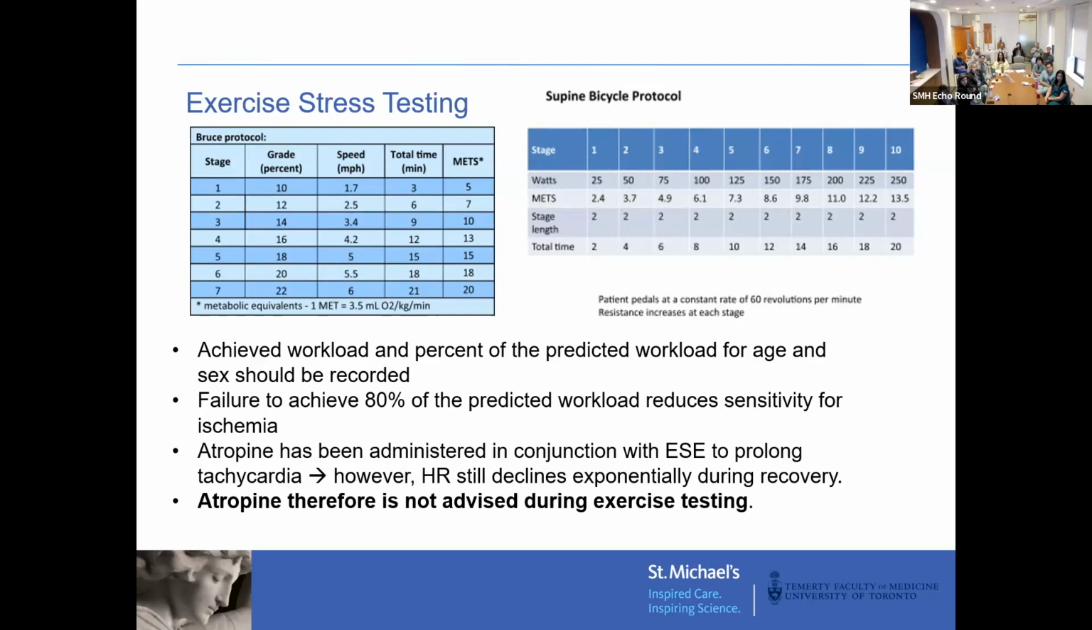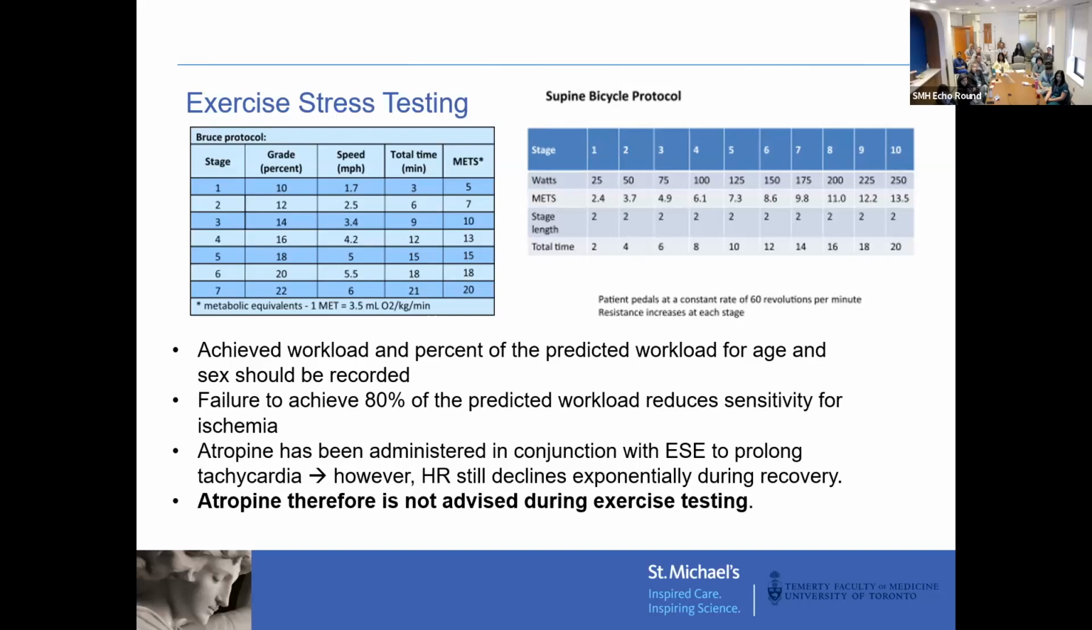You want to record the amount of workload and the percent of predicted workload that the patient has achieved. And it's important to keep in mind if the patient is unable to achieve 80% of the predicted workload, then that actually dramatically reduces the sensitivity for ischemia. So that makes it a very non-diagnostic test. I know some labs also use 85%. That's from prior studies of GXT. But 80 to 85 is what we need to achieve to have a relatively good sensitivity.